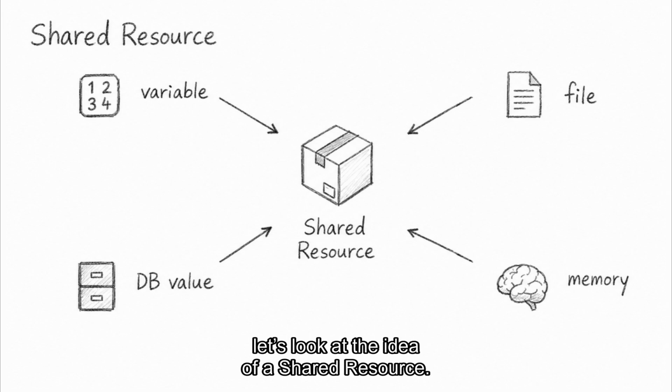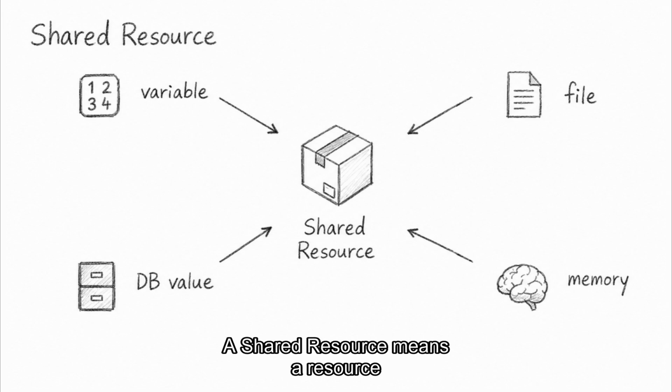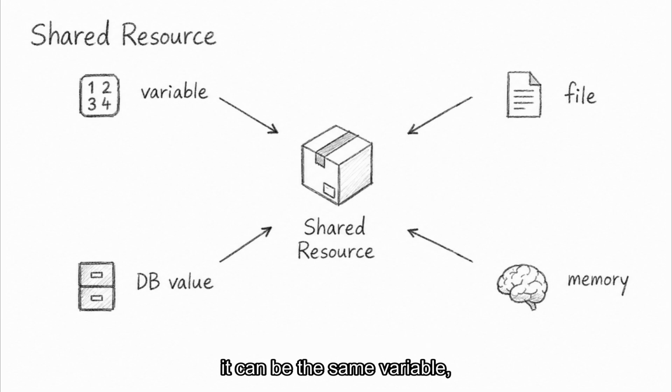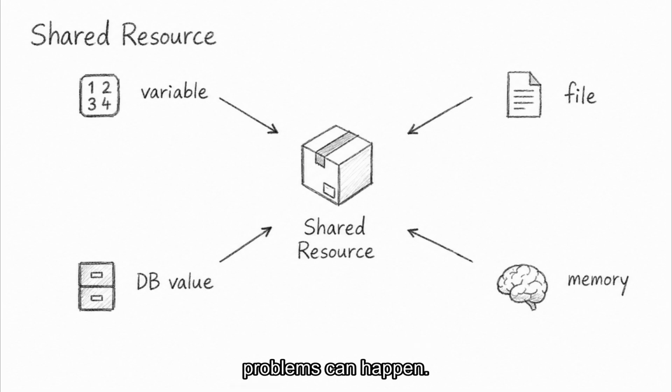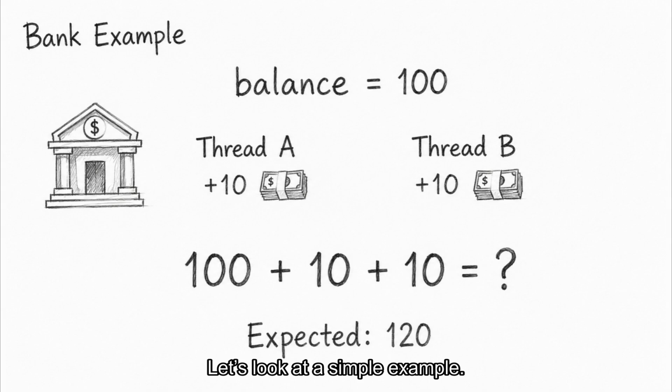First of all, let's look at the idea of a shared resource. A shared resource means a resource that is used by multiple processes or threads. For example, it can be the same variable, the same file, the same memory space, the same database value, the same printer, or the same network connection. If there is no rule and everyone uses them at the same time, problems can happen. Let's look at a simple example.